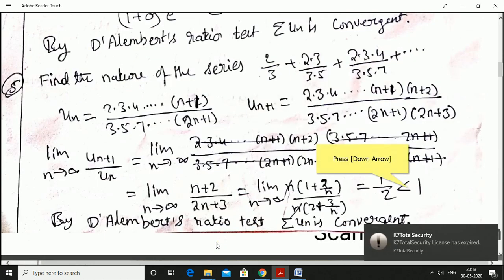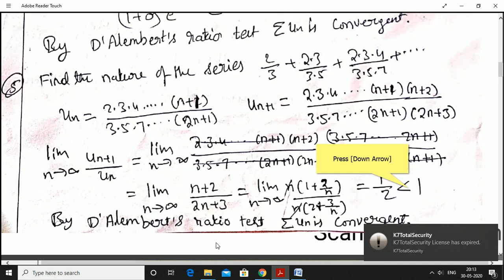series 2 by 3 plus 2 into 3 divided by 3 into 5 plus 2 into 3 into 4 divided by 3 into 5 into 7 plus dot dot. What will be the nth term here? Look at the terms: the number of factors successively increases in each term. The first term is 2, the second term in the numerator is 2 into 3, in the next term it is 2 into 3 into 4. Then the nth term means 2 into 3 into 4 dot dot up to n plus 1. That is because 2, 3, 4 will be in AP.